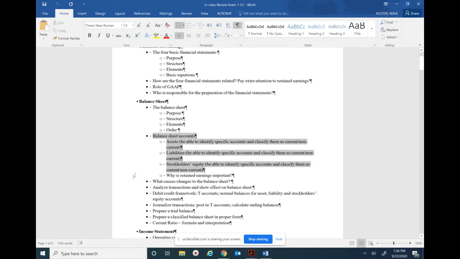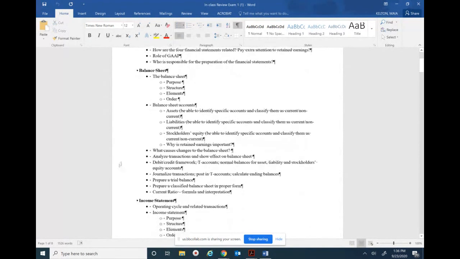You are responsible for the different types of balance sheet accounts. You need to be able to tell me if I say accounts receivable, what type of account is it? Immediately you should be able to tell me that this is an asset account, more specifically a current asset account. You should be able to do that with liabilities, equity accounts, and you should be able to identify and classify all of the accounts as current and non-current.